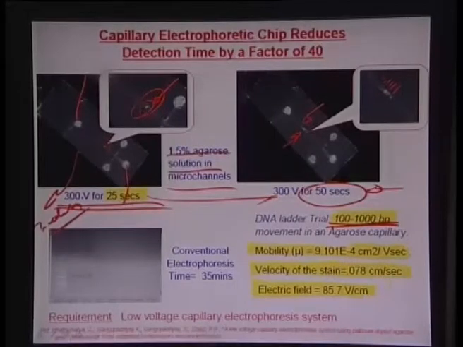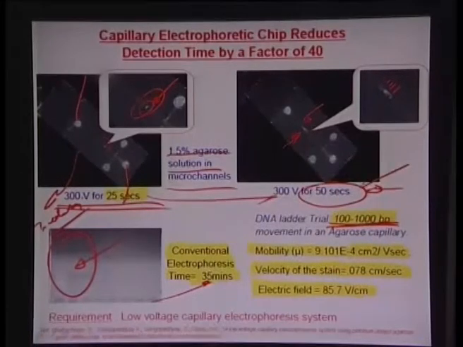If you compare time-wise to conventional electrophoresis, how much time reduction happens in this case? Conventional electrophoresis normally occurs in about 35 minutes or so. This is a conventional electrophoresis where the ladder is split up in about 35 minutes as opposed to only 50 seconds here. So there is almost 1/30th or 1/40th time reduction if you shift from the conventional to the capillary. So it's basically a reduction by a factor of 40.